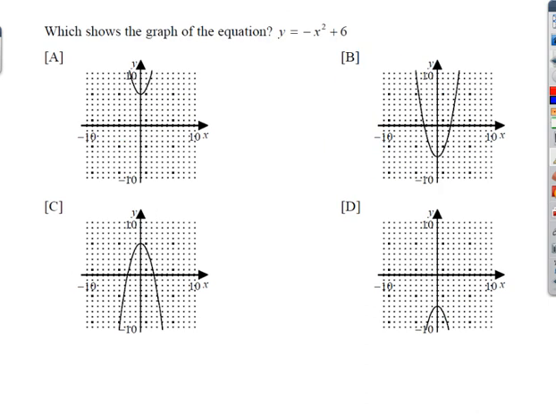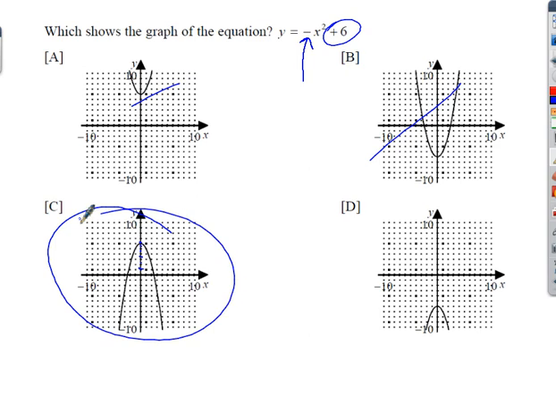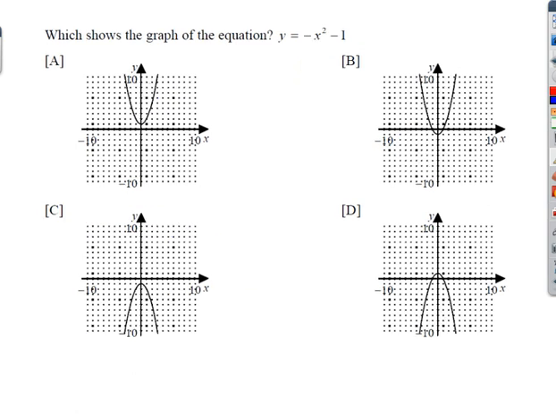Now we've got both things coming into play. This one's a negative. It's going to be flipped or reflected over the x-axis, so we can cancel out these two. And we've got our plus 6, which was a stretch or shrink? No, it was the shift up or down. And if you look at it, this one over here, 1, 2, 3, 4, 5, 6, this is the one that has been shifted up 6. So reflected because of the negative, shifted up because of the 6.